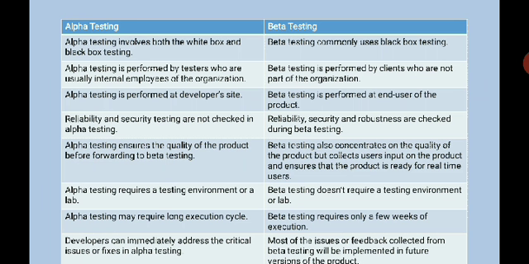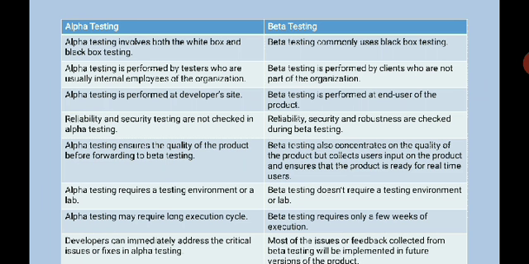So alpha testing is performed by testers who are usually internal employees of the organization, and beta is performed by clients who are not part of the organization. So that's the second kind. You can bifurcate the two. Then alpha testing is performed at the developer side, wherein beta is at the end user side, right? So you got three differences.